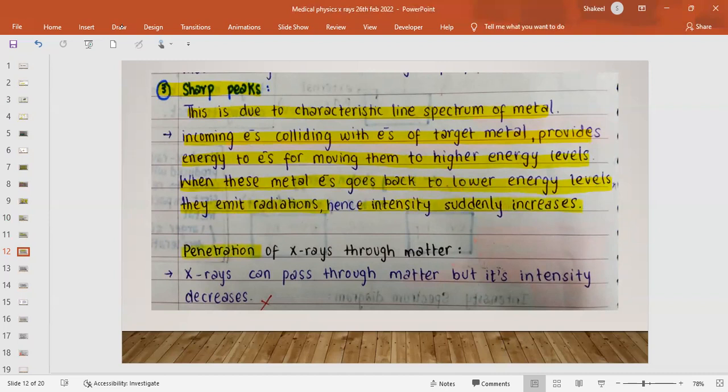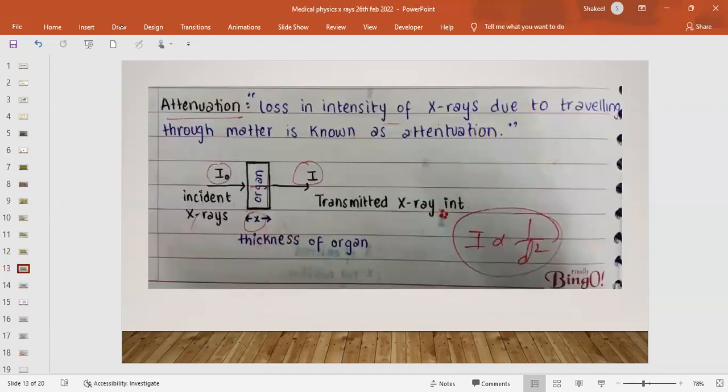Well, let's look at the penetration of X-rays through matter. We know that X-rays can easily pass through matter, but their intensity certainly decreases. So what is attenuation? Attenuation is the loss in intensity of X-rays due to traveling through matter. When an X-ray is traveling through any matter, it can be human flesh, it can be bone, it can be any other thing, then of course its intensity decreases.